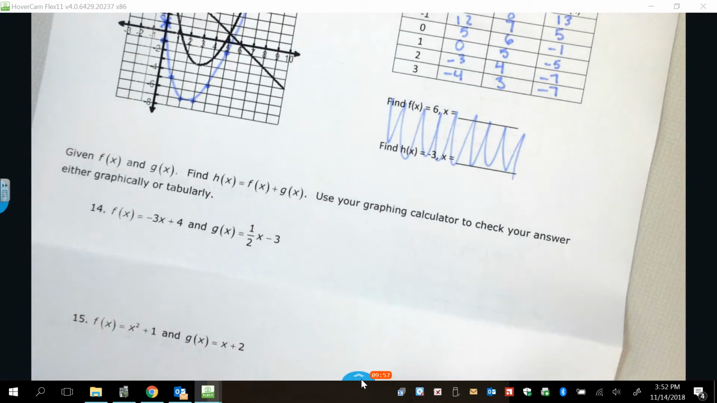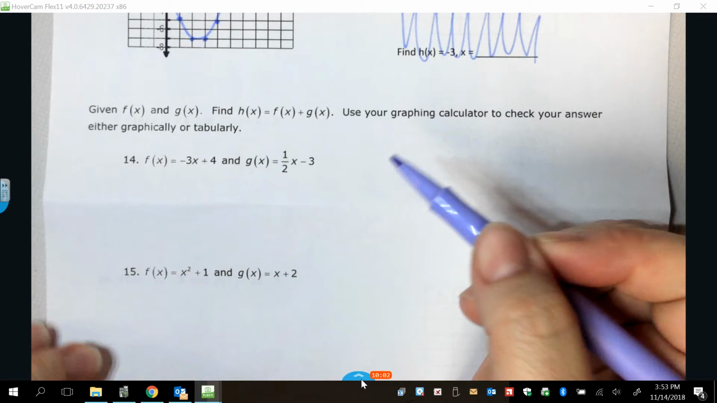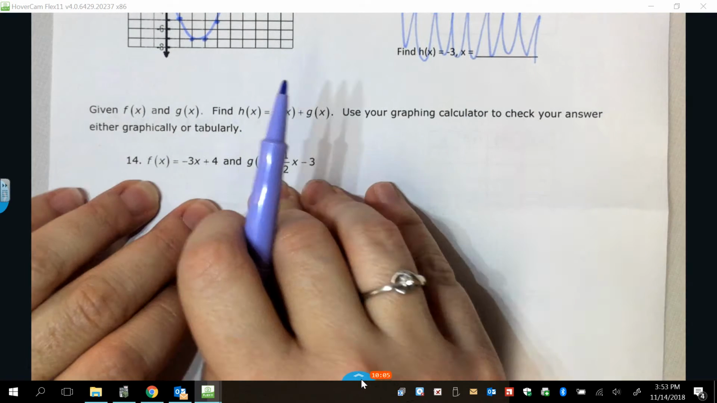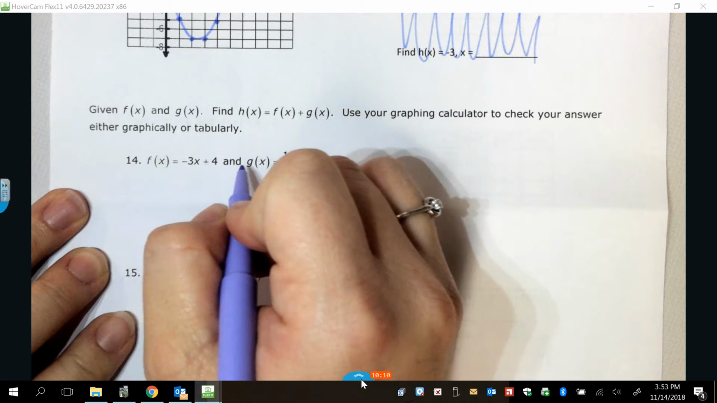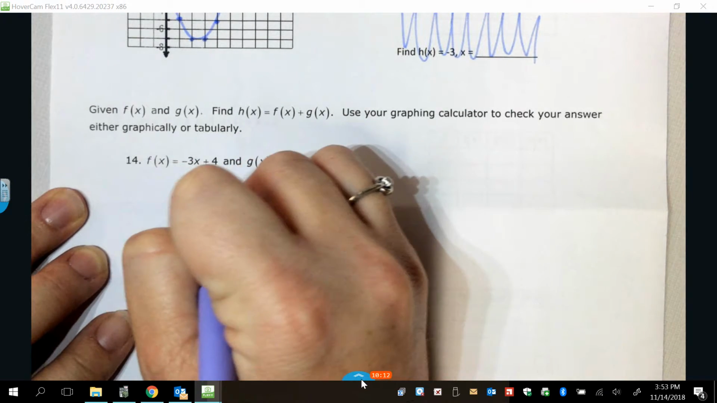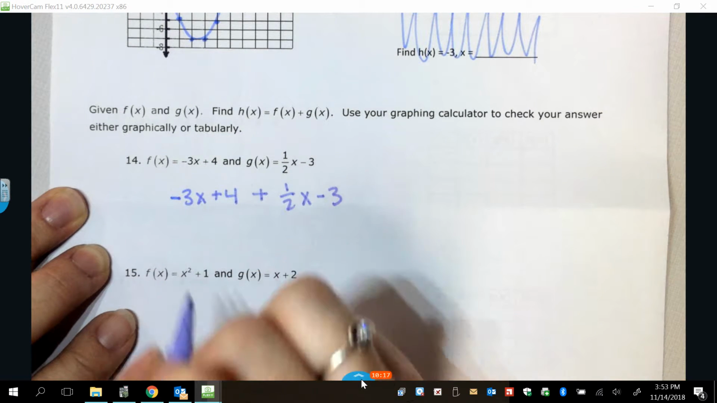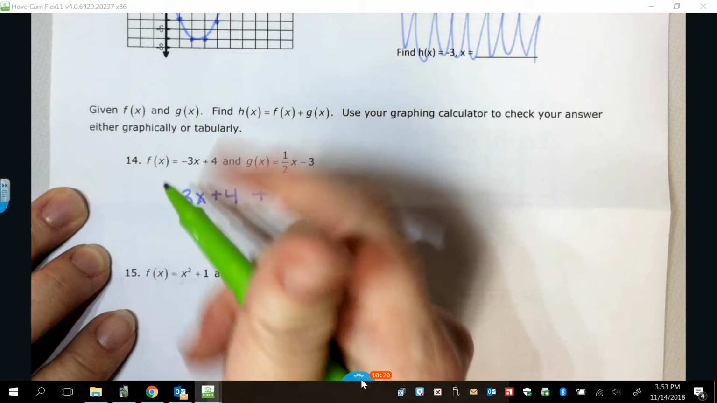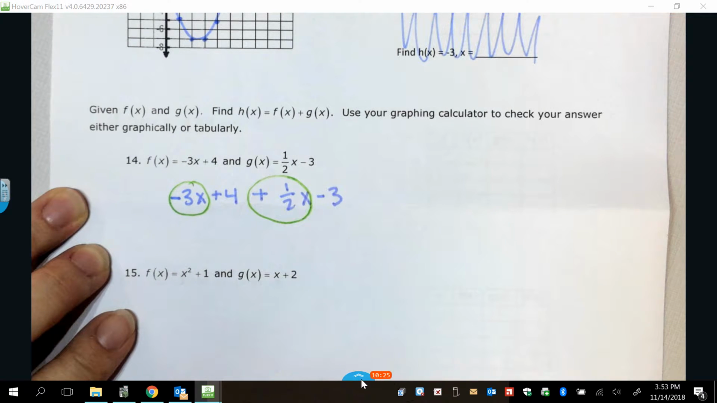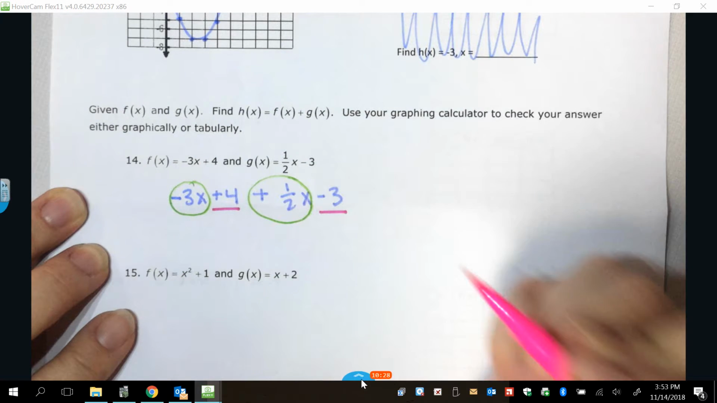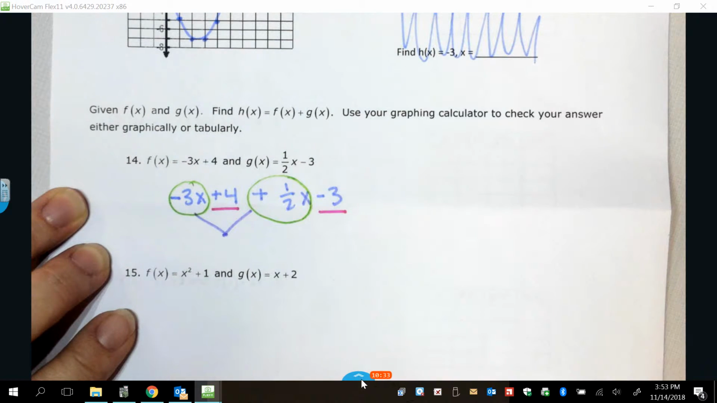So this says, given f of x and g of x, find h of x, which equals f of x plus g of x. So on both of these I'm adding. Use your graphing calculator to check either graphically or tabularly, okay, which is the graph or table. So I'm going to take f of x plus g of x. So I'm literally going to do negative 3x plus 4 plus 1/2 x minus 3. So I'm going to find my like terms. So this has an x, and this has an x. This has nothing, and this has nothing. Okay, so negative 3x plus a half x.